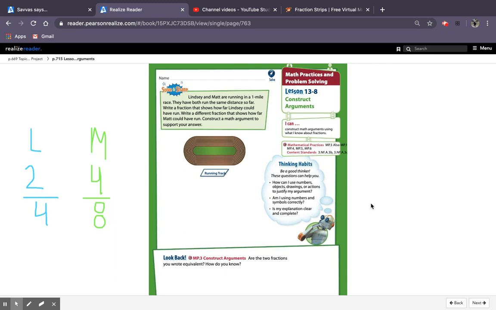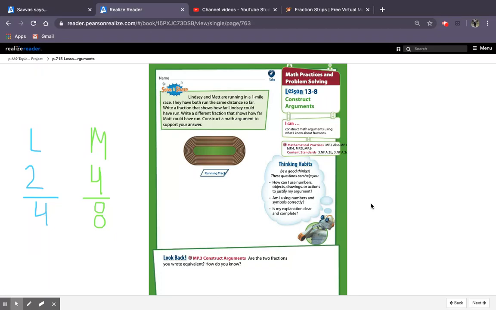The thinking habits right here says, be a good thinker. These questions can help you. So these are questions that you can ask yourself while you're solving problems, if you are maybe getting stuck or you aren't sure where to go in your problem or which way to solve it. Ask yourself one of these questions and see if it helps you.